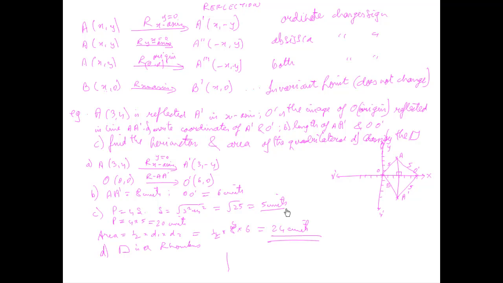So that's all the answers that they needed: the coordinates, the perimeter, and the rhombus. That's the end of coordinate geometry, children.